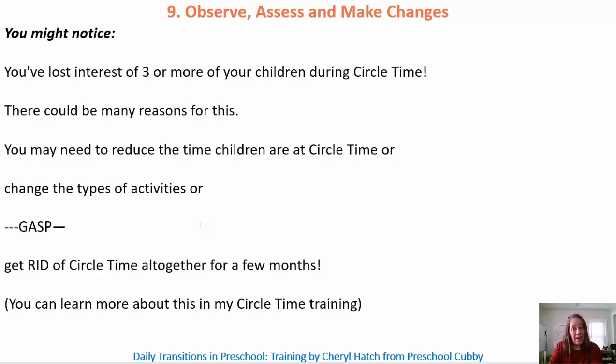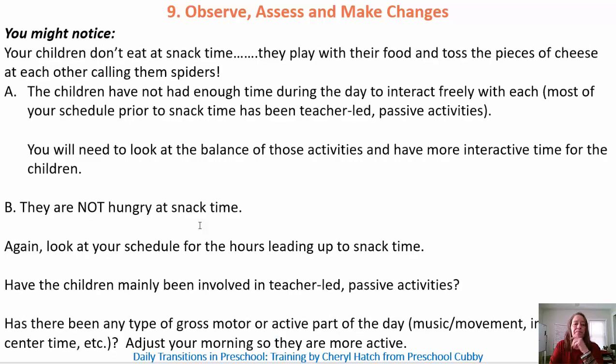But you can learn more about that in my circle time training. There is a training here in Preschool Cubby about circle time in preschool. I highly recommend that you take some time at some point to take that training. And there are links in there to articles I've written, which are the 6 do's and don'ts of circle time.